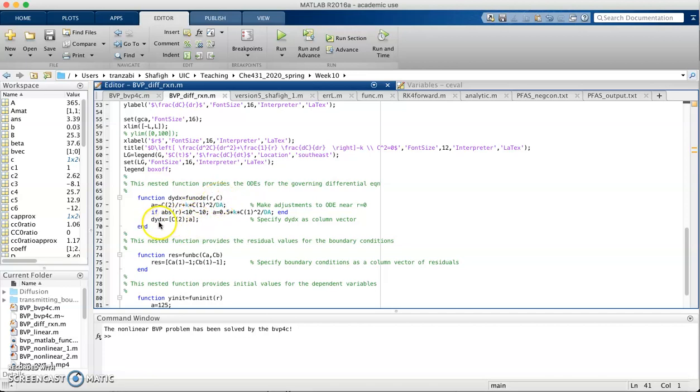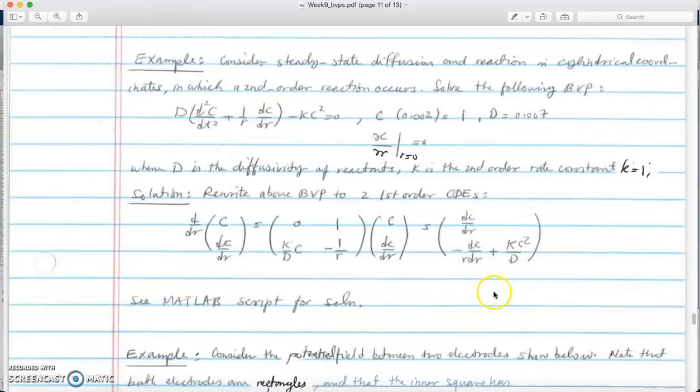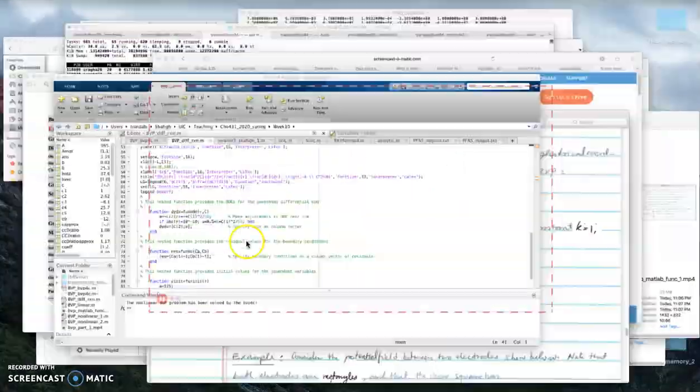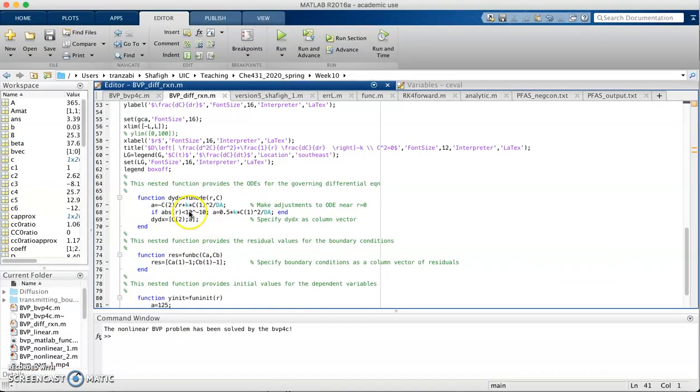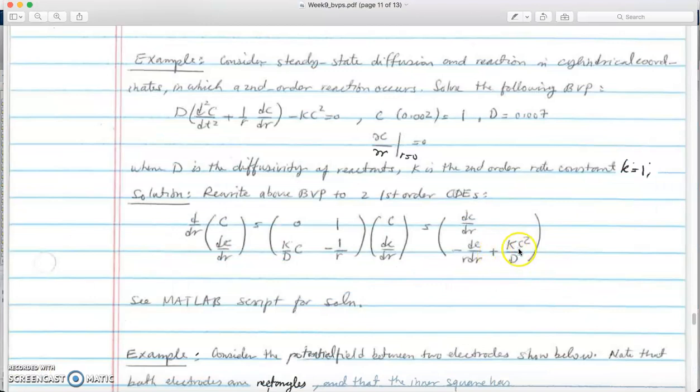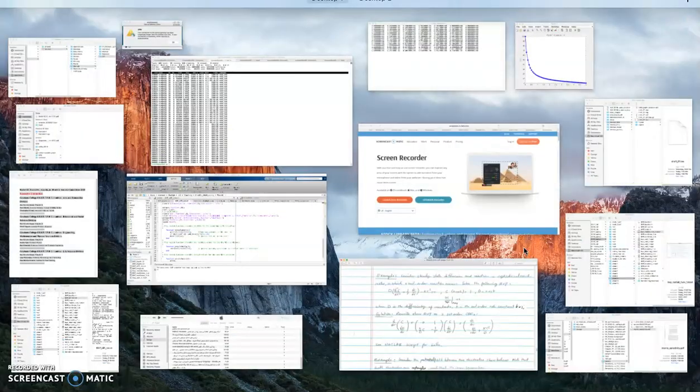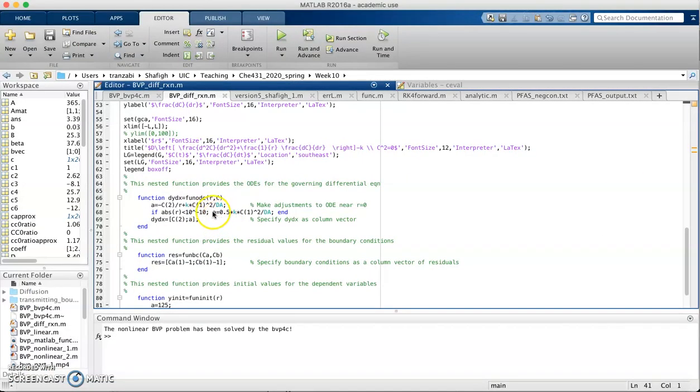Then the second element of dy/dx is going to be this thing, which is negative 1 over r times the second element of my unknown vector, and then plus k over D times the first element of the unknown vector, which is c here, raised to the second power.